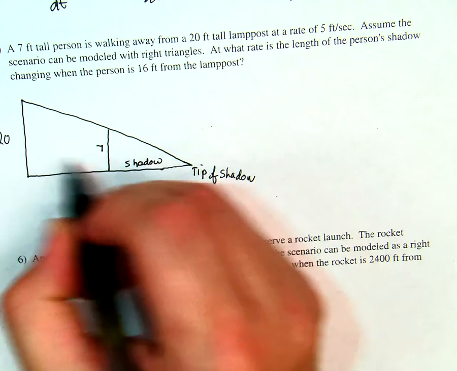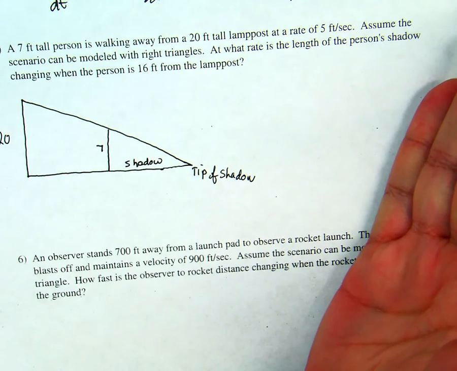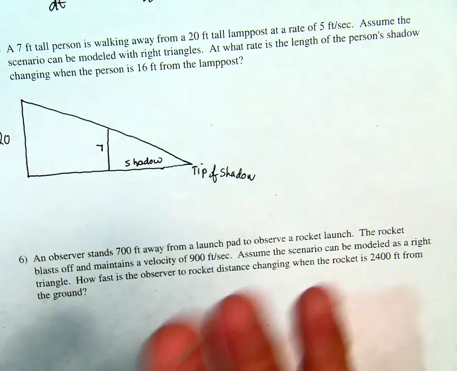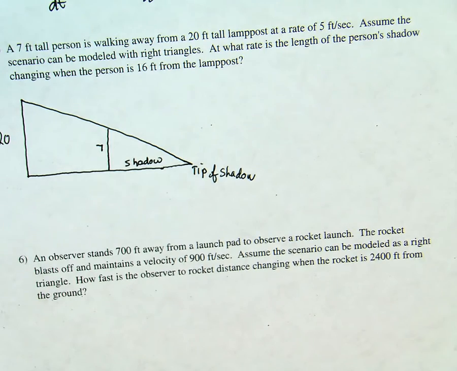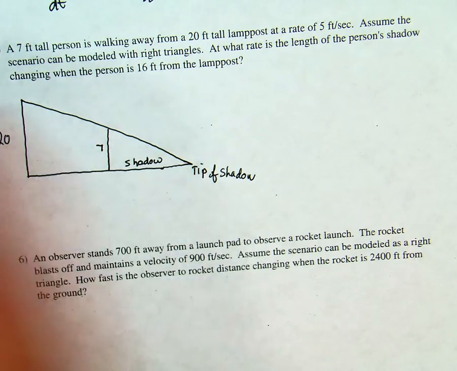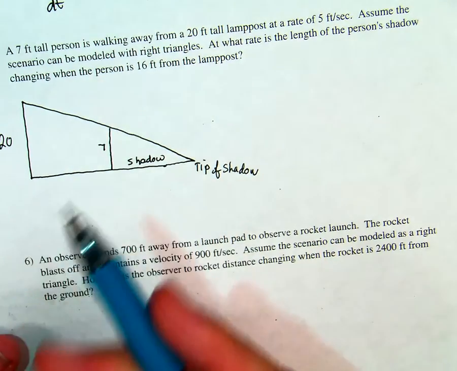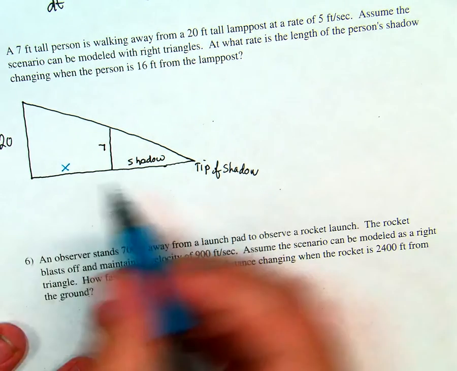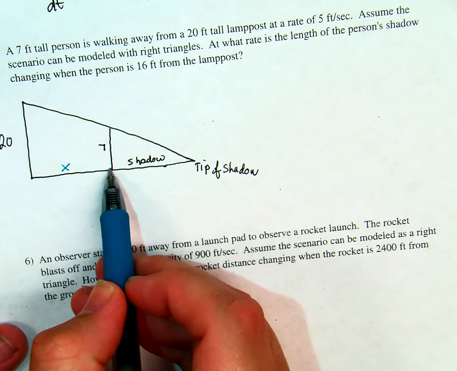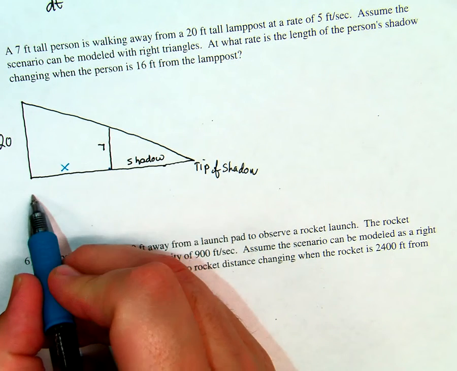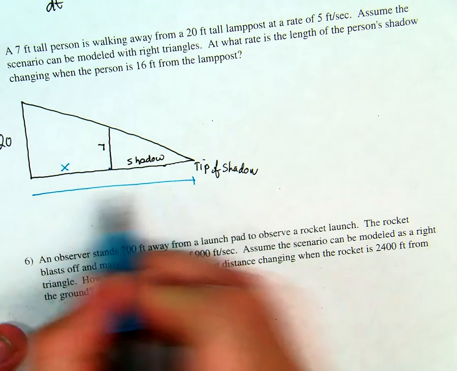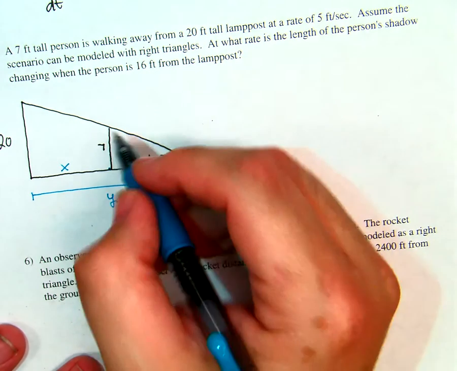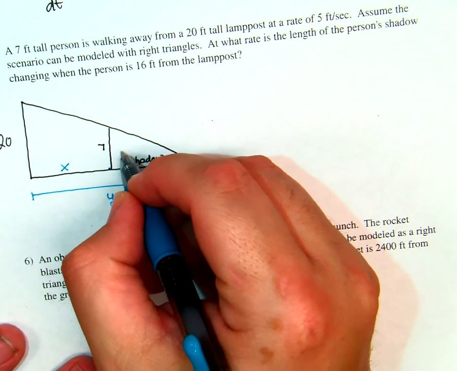Now, here's what you do to set this up, and all of these problems are set up the same way. Let this part be x, the distance between the post and the person. And let this distance here be y. And this part here is going to be y minus x. Does that make sense?